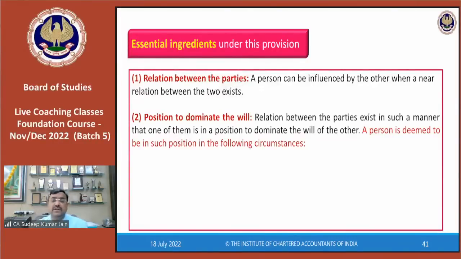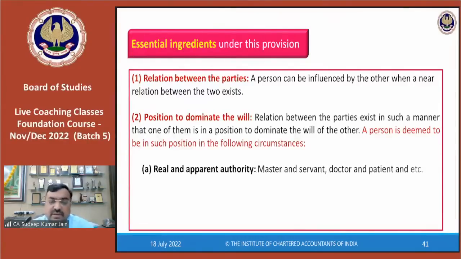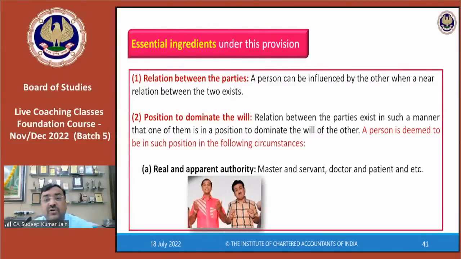Second point, the relation should be of such a manner that one of them is in a position to dominate the will of the other. A person is deemed to be in such a position in the following circumstances. So the first thing is that for undue influence there must be a near relation between both parties, and second, the relation must be such that one person can dominate the other against their will.